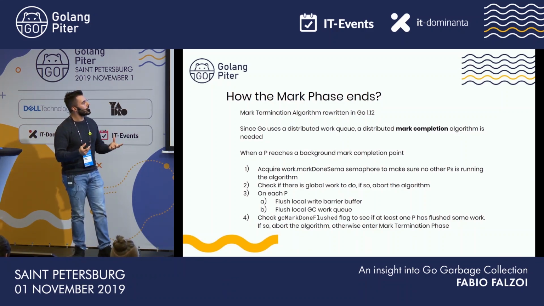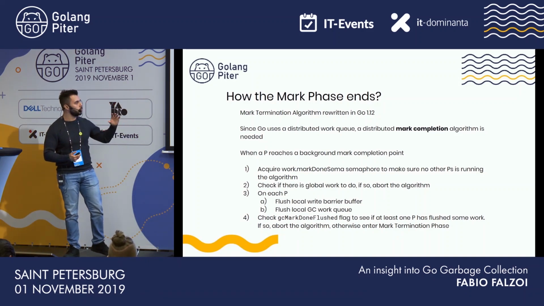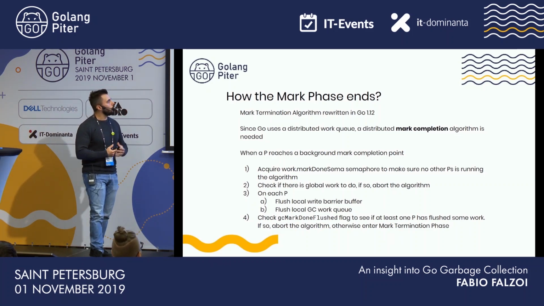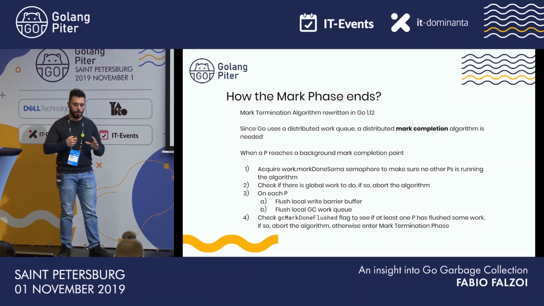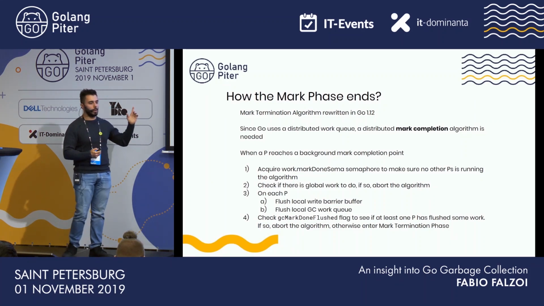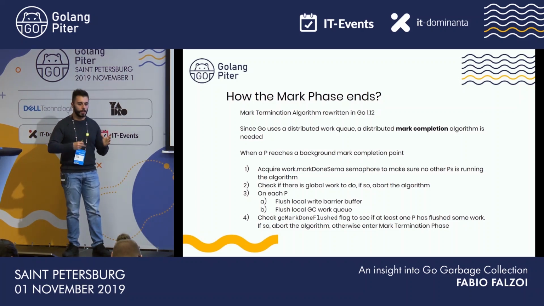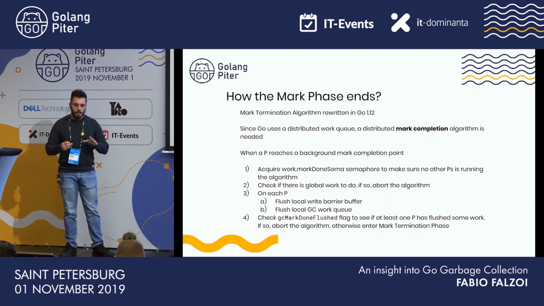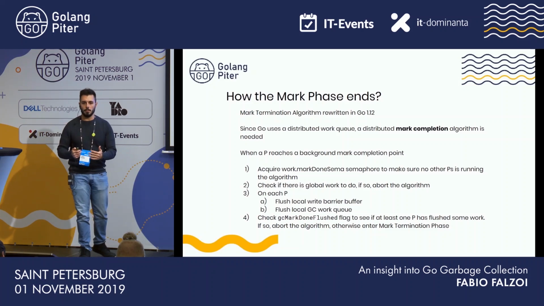Okay, so since we saw that garbage collection is a distributed process in Go, we need a distributed algorithm to check if we are at the end of the marking work. So when a Go routine detects that it has no more jobs on the local work queue, it tries to acquire a semaphore, then it tries to check the global work queue, and if there is no more work to do, for each other P, virtual processor, we try to flush first the write barrier, the buffered write barrier, and then the local work queue. If there is no more work to do, okay, we are done. The marking phase is ended, and so we can switch to the mark termination phase.